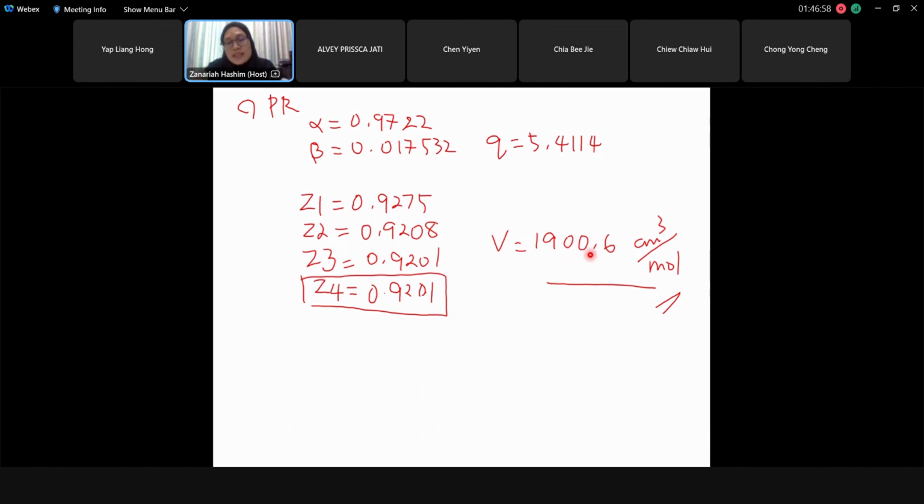As you can see here. Okay. So that's how you find the volume, the specific or the molar volume from the Z.